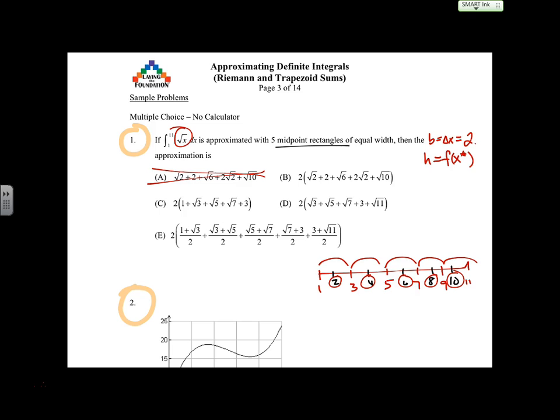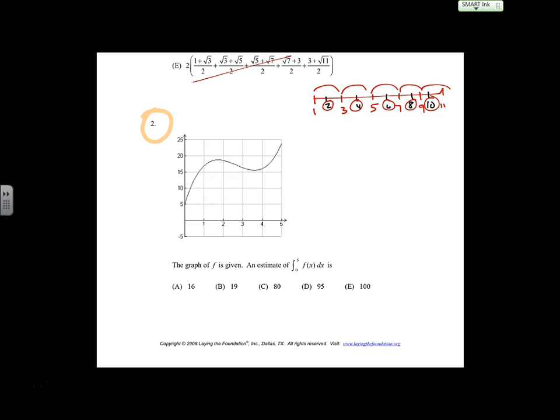Which one is representing that? Letter B. All the rest of them use like 3 and 5 and 7. They're using the odd numbers. That's wrong. That's the only one that uses the even numbers and has base times height. Wait a minute. I don't see a square root of 4. It's 2. They just simplified. We had a question on number 2.